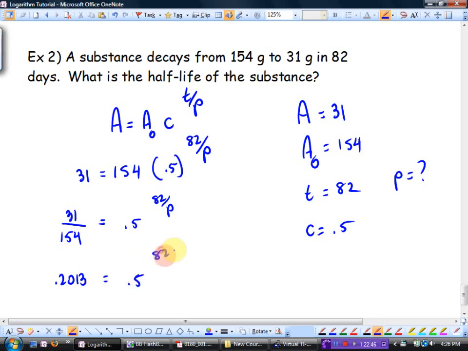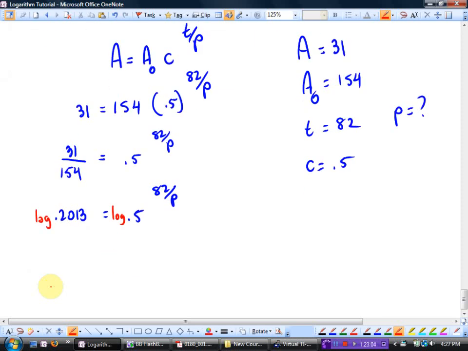0.5 to the 82 over P. Johnny, where is my variable sitting? It's an exponent. So take the log. Now, when I do that, this exponent can move down to the front. It's going to look like this. The log of 0.2013 equals the log of 0.5 times 82 over P.